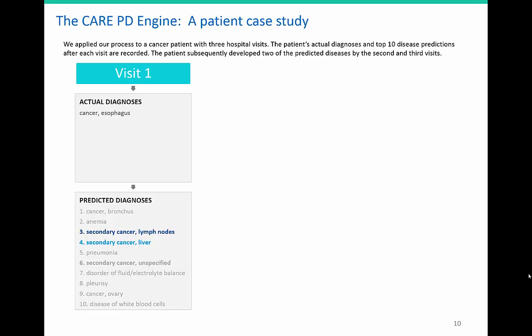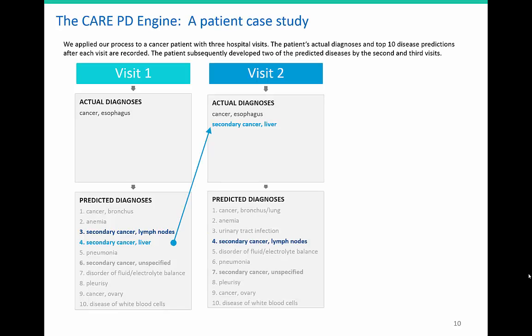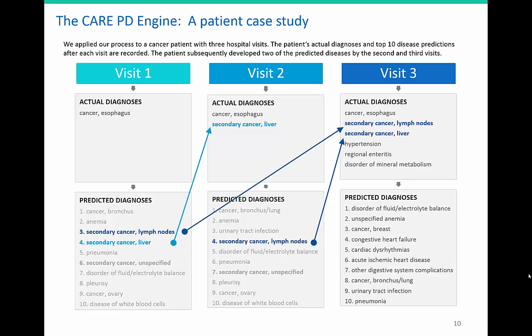In the second visit, the same patient is now diagnosed with liver cancer, and CARE repeats the process to then predict a different rank-ordered list by probabilities, continuing with bronchus, anemia, urinary tract infection, and cancer of the lymph nodes, and so forth. And the third visit shows a record of conditions that were in fact predicted by CARE in the top 5 rank order based on earlier diagnoses, indicating good coverage predictive power and good rank order predictive power.